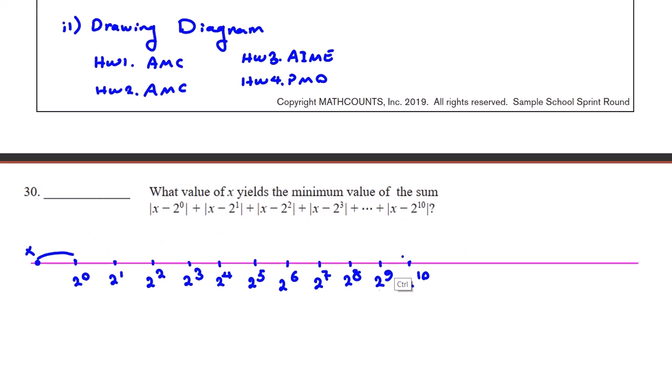Now, by this approach, consider, for example, x equals 2^0. Is it good that we move x to the right or not? So, use this approach and see what the answer is. Try first on your own.